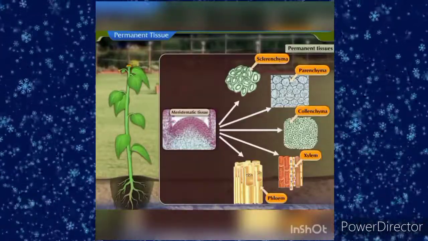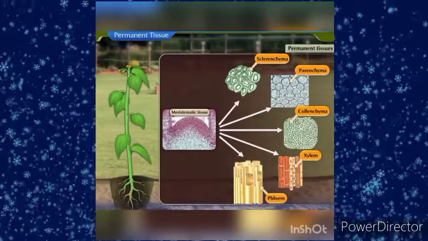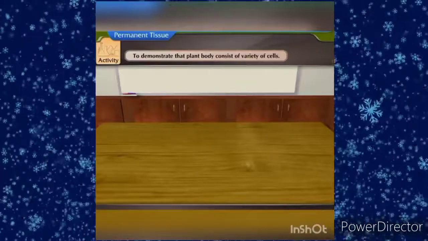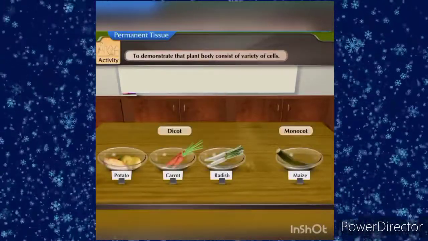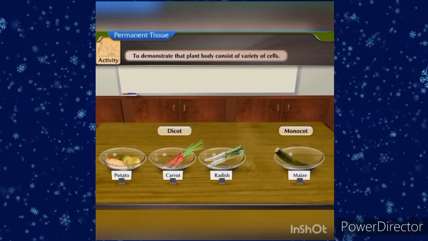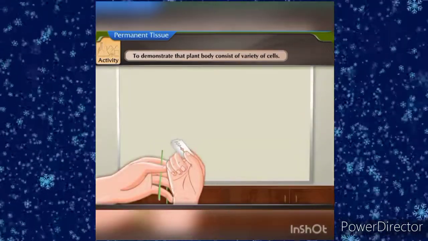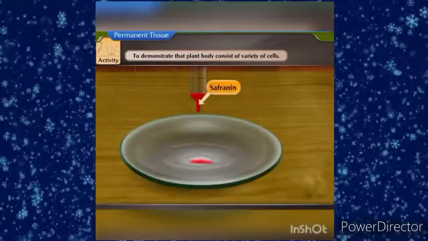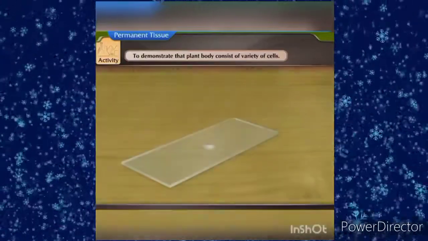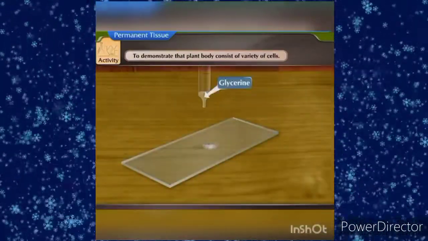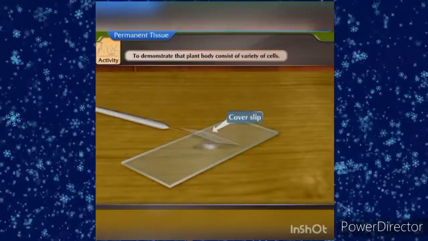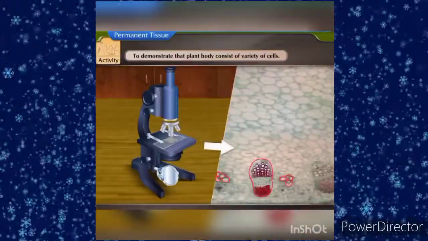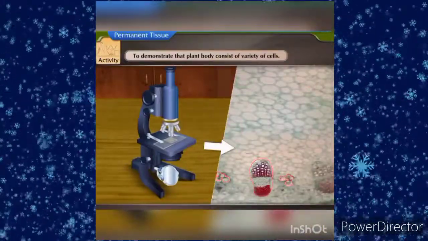We all know that the plant body consists of a variety of cells. Let us demonstrate this by a simple activity. Take a piece of stem of monocot or dicot, for example potato, carrot, radish, maize. Cut it into very thin slices or sections. Stain the slices with safranin. Keep it on a slide and put a drop of glycerine. Cover with a cover slip. Observe the slide under the microscope. Observe the various types of cells and their arrangement.